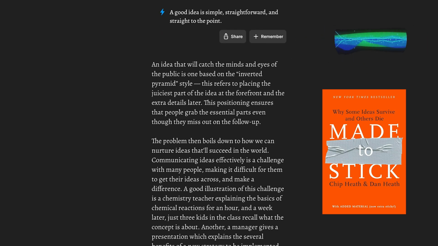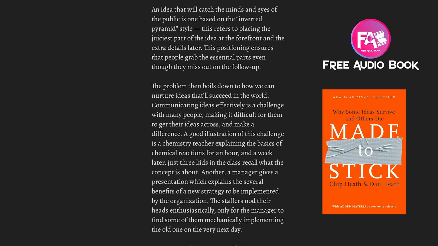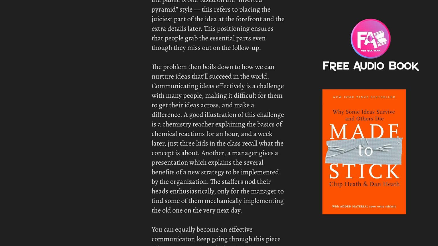Communicating ideas effectively is a challenge with many people, making it difficult for them to get their ideas across and make a difference. A good illustration of this challenge is a chemistry teacher explaining the basics of chemical reactions for an hour, and a week later, just 3 kids in the class recall what the concept is about. Another, a manager gives a presentation which explains the several benefits of a new strategy to be implemented by the organization. The staffers nod their heads enthusiastically, only for the manager to find some of them mechanically implementing the old one on the very next day.